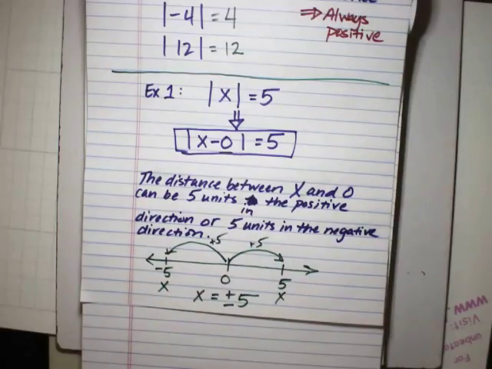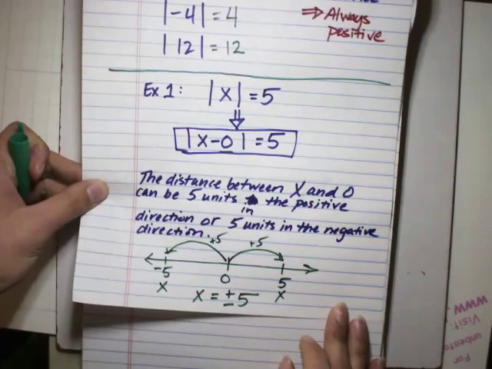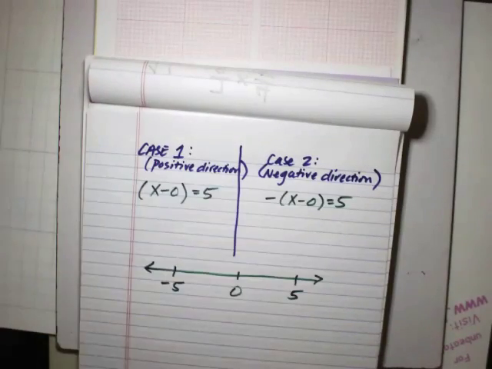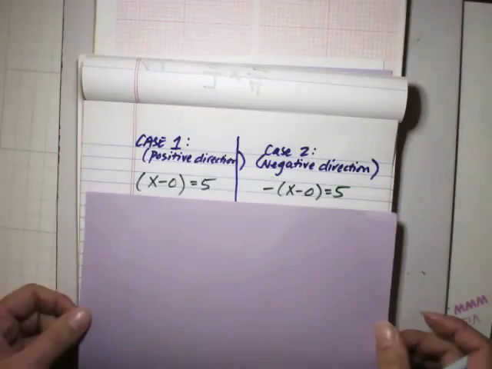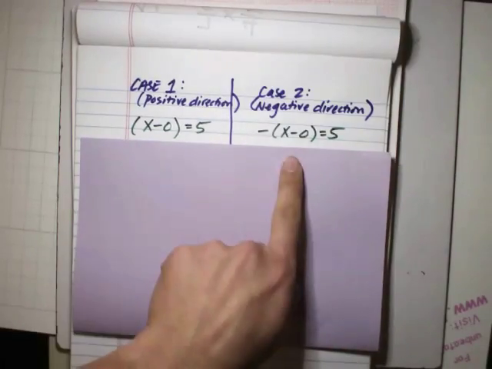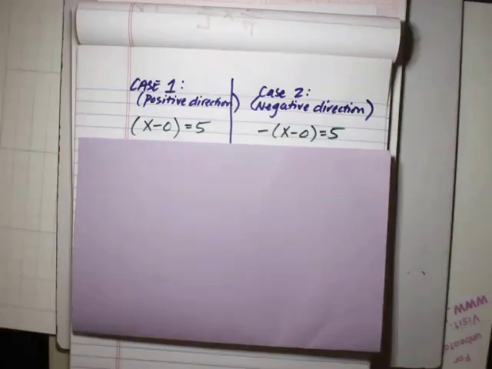Now I'm going to go back and show you the two cases written out algebraically, because sometimes you're going to have to solve it before you graph it. So case 1, we're going to have the positive direction. Case 2 will be the negative direction. And again, we're working with the distance between x and 0. So I'm going to rewrite the equation. The first one stays the same, the positive case. The second one is a negative case, so you have that negative sign out in front.